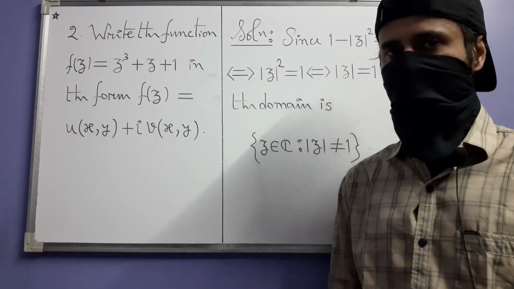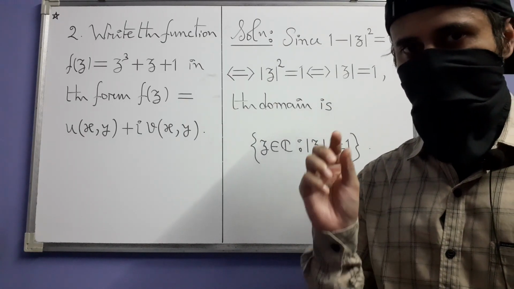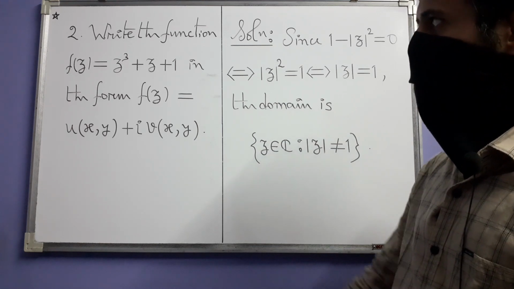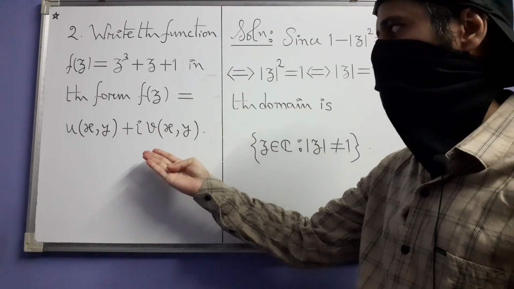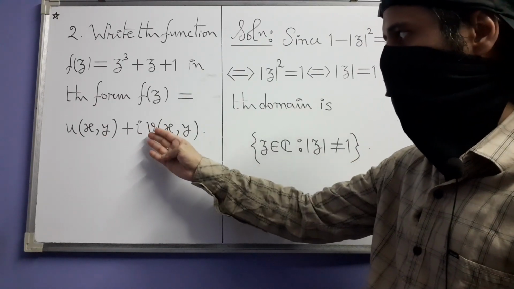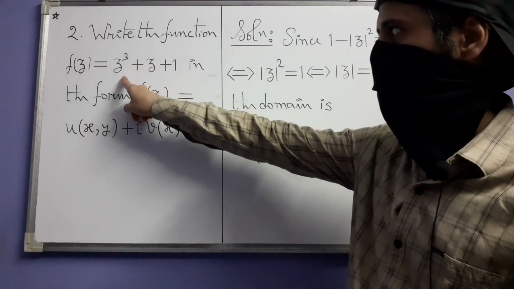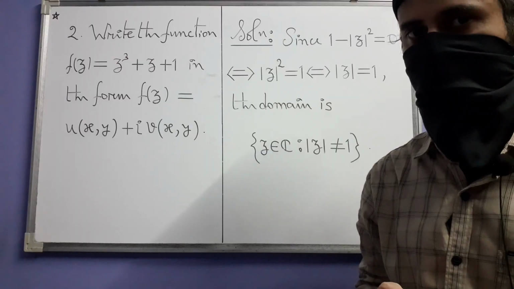Next we have number 2. The previous one of course was number 1. I forgot to write the number 1. But anyway, in this one we have to write this function in the form u of x comma y plus i times v of x comma y. And the function is z cube plus z plus 1. z of course is x plus iy.